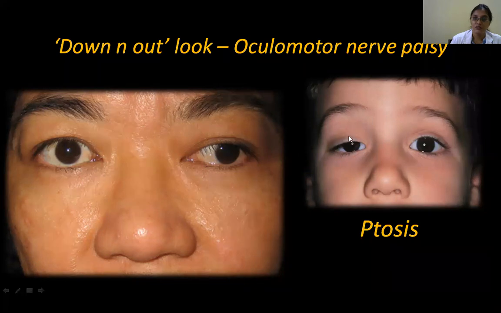So the down and out look, that is the oculomotor nerve palsy. You can see there is ptosis. You can see the palpebral fissure. Between these two is the palpebral fissure, and you can see it is less because there is ptosis here.